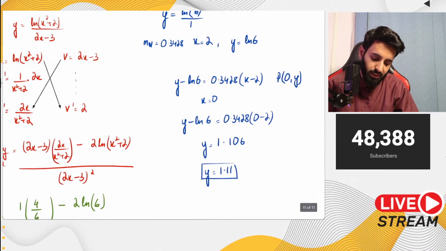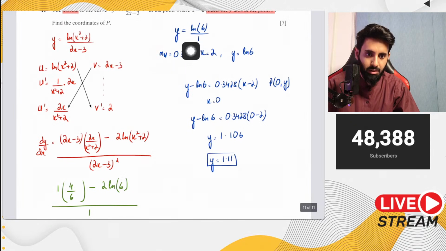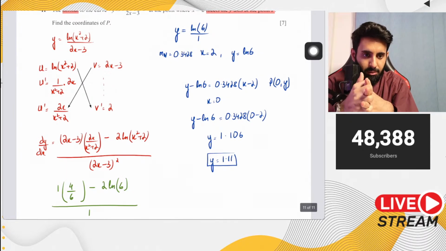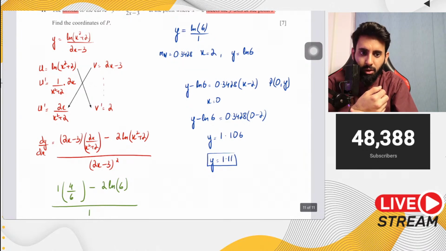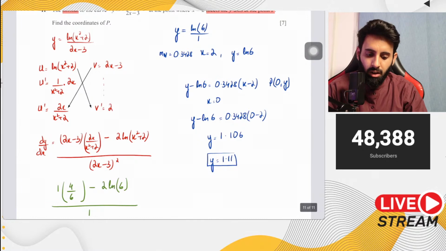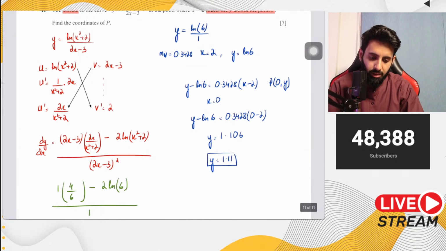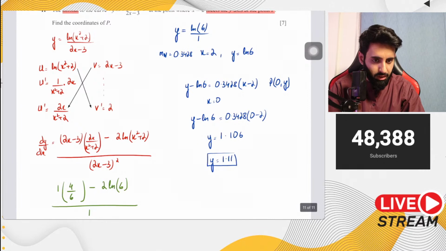Y equals to ln 6 kahan se aaya? We need to find out the y coordinate as well in order to form an equation. Okay, so that's why I've done what I've done. You're only going to lose a mark for accuracy if you round off too soon. So until you get to the final answer, I would suggest keep your answer correct to 4 significant figures. When you get to the final answer, then yes, you can round it off to 3 significant figures.